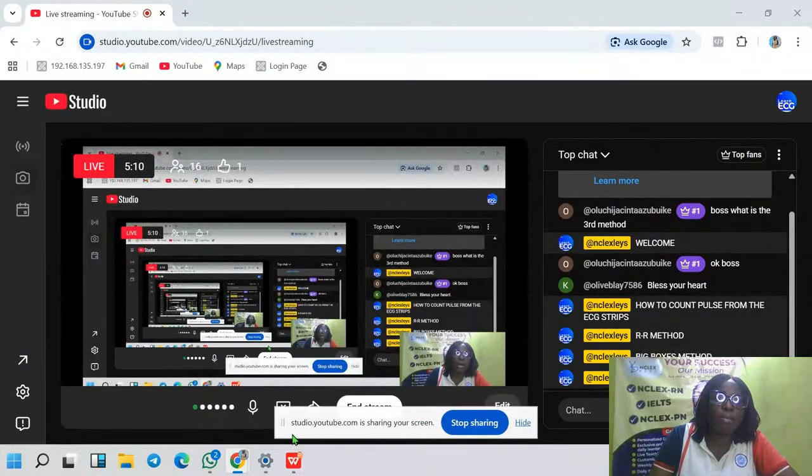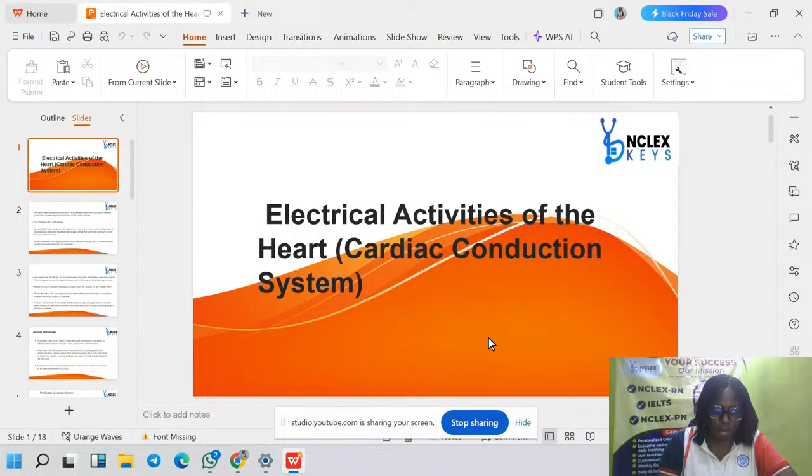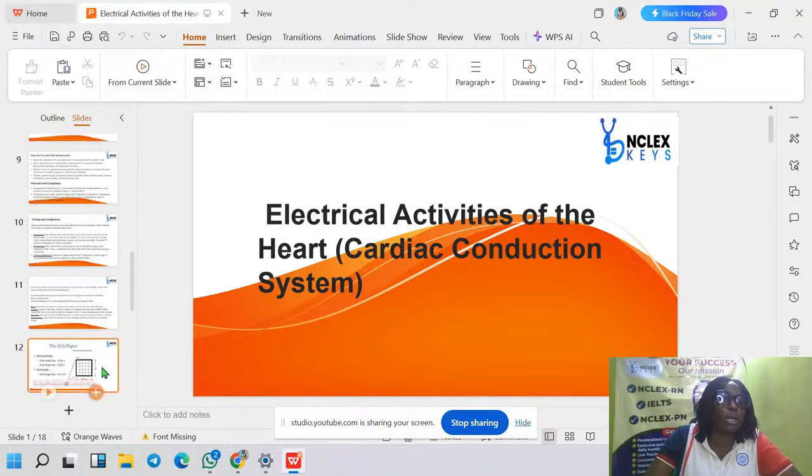Now, when do we use each of them? Let me see if you can share screen again. I have them on slide. If you are to use the R to R method, first thing, be sure that the strip is a 6-second strip. I hope we are jotting this down.